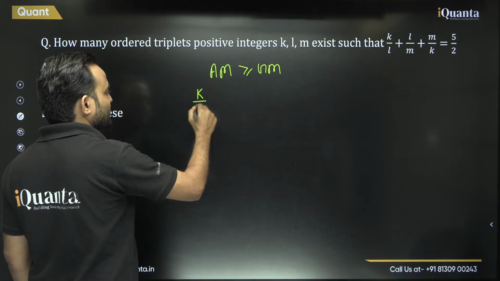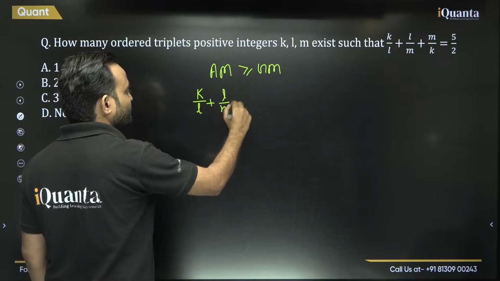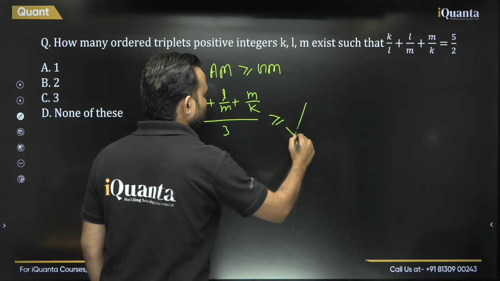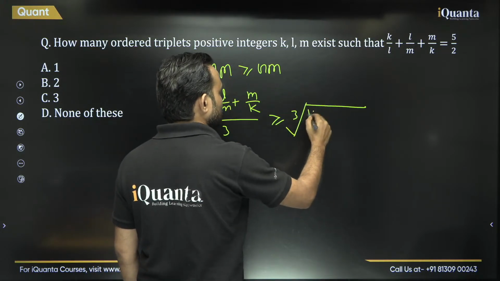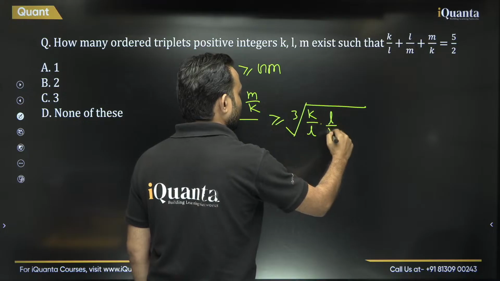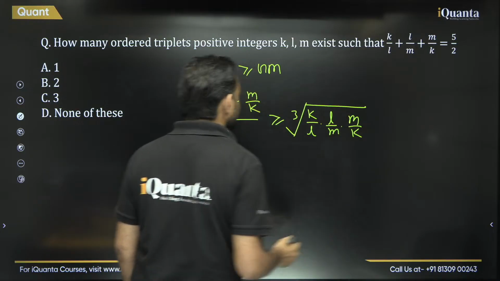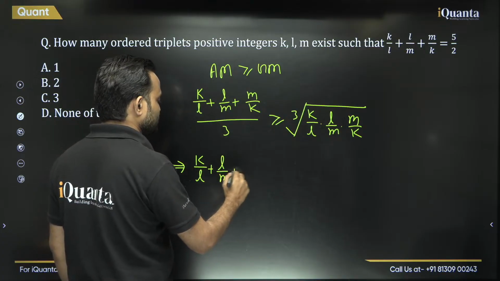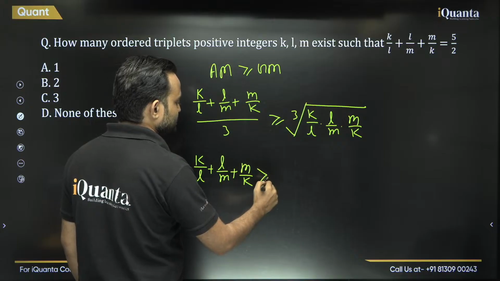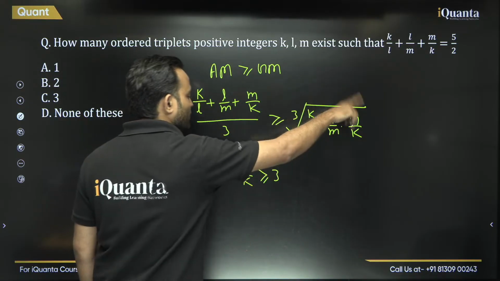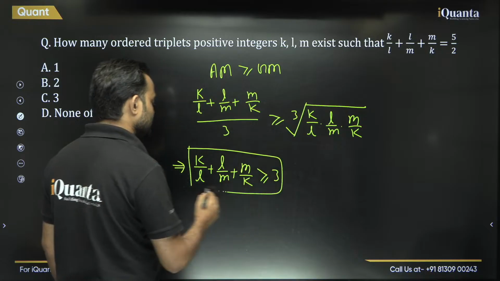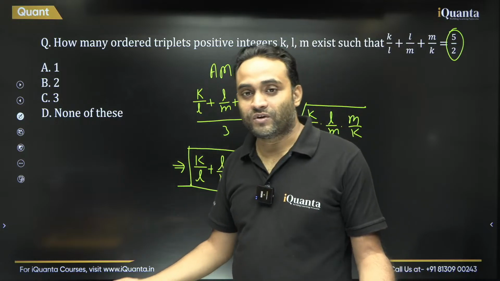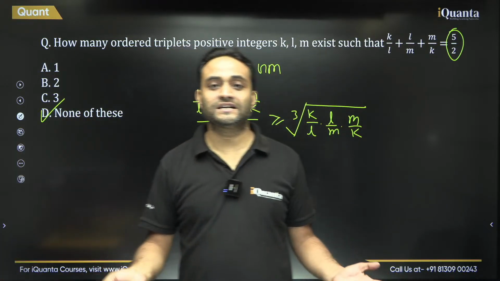Can I say that (k by l plus l upon m plus m upon k) upon 3 is greater than or equal to the cube root of k upon l into l upon m into m upon k? So can I say that k upon l plus l upon m plus m upon k is always greater than or equal to 3, because the product will become 1, right? This is always greater than or equal to 3. Question is, for how many triplets it will be 5/2? Never. It will never be 5/2. It will always be greater than or equal to 3.